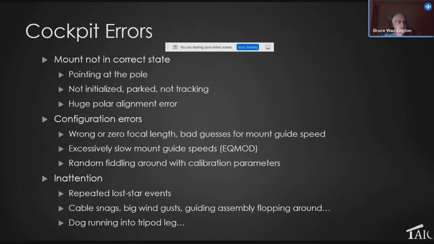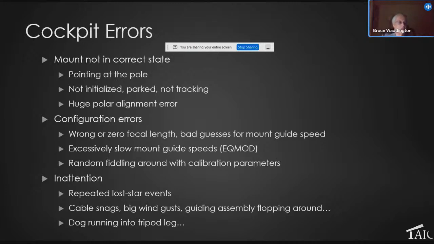Hopefully, people can get past these fairly quickly if they read the documentation and get a sense of how the basics are supposed to be handled. Other kinds of errors are when things get misconfigured. And this is usually when people use the new profile wizard, which is what we want them to do, but they make mistakes. So they say that the focal length is zero, or more commonly, they specify the wrong focal length. They're using a little finder scope arrangement that has a 50 millimeter objective on it, and they say that the focal length is 50 millimeters. Or when they're asked what the mount guide speed is, they don't know, and they don't know how to find out, and so they just make a guess, or they leave it at the default setting.